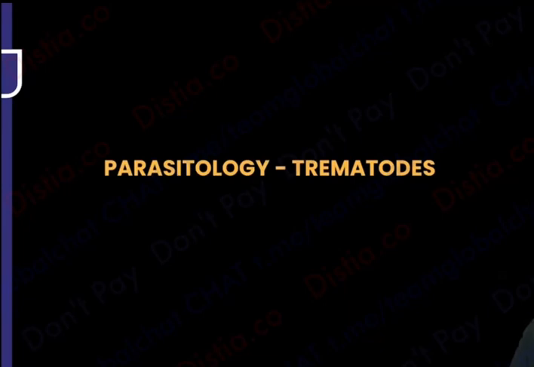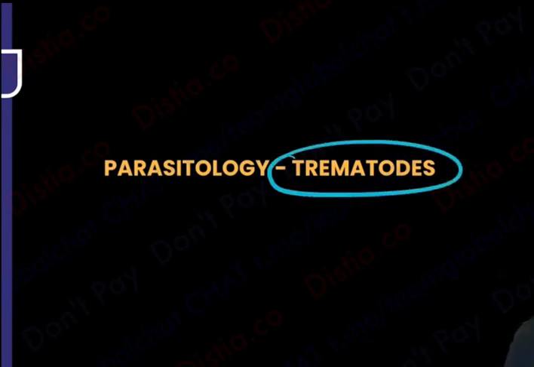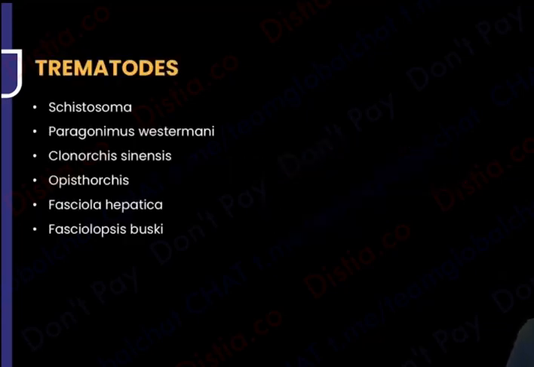So let's begin with the next chapter of parasitology, and that's the trematodes. I hope you've already read the cestodes and are coming to this chapter after that. The trematodes are what we refer to as the flukes, and they're going to look extremely flat. So now, what are the different members that we're going to discuss under it?